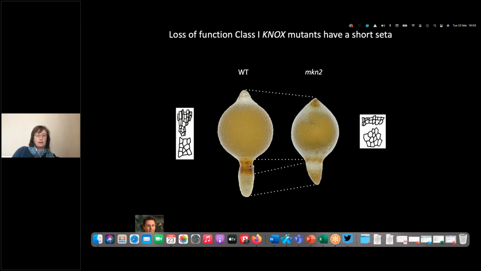And the 2 insets on either side show the cell outlines for those portions of the stem, or the seta, in the wild type versus the mutant plant. So you can see that there's a shorter stem, but in this previous work, it wasn't really clear whether this short phenotype corresponded to a defect in intercalary meristem proliferation or whether it arose for another reason.